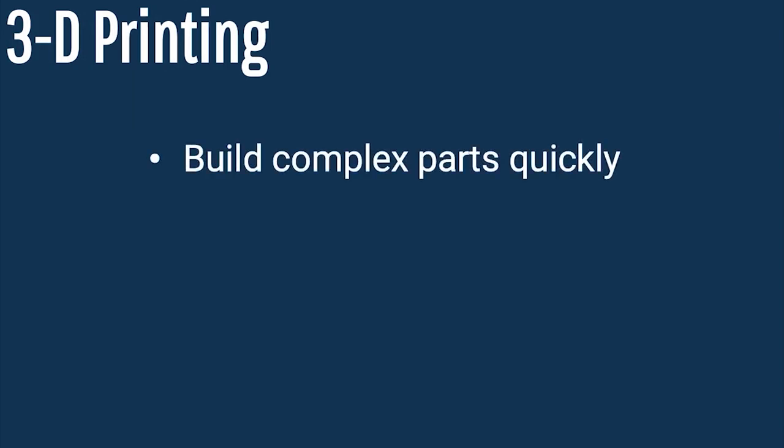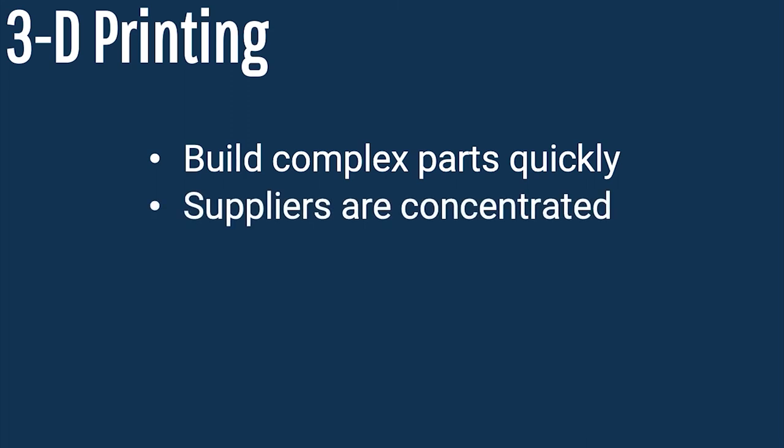Additive manufacturing can build complex parts quite quickly. Oil and gas has lots of parts, but they're not that complex. Parts are relatively simple and mostly made out of metal. The suppliers of parts and equipment are generally concentrated around the oil and gas basins where oil and gas is produced. Shipping costs are relatively low.